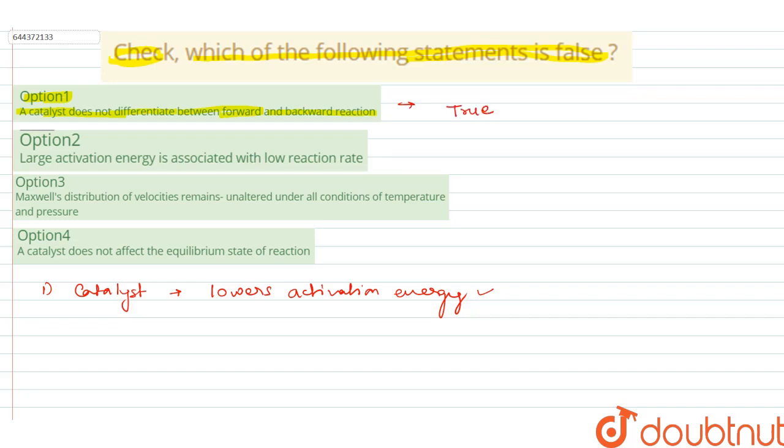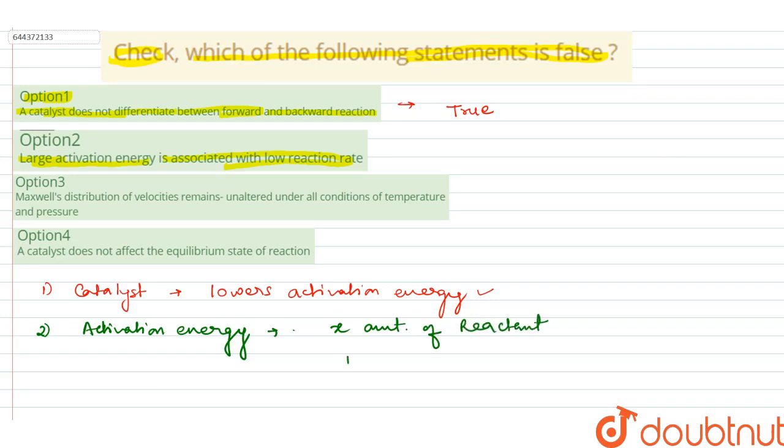The second option says large activation energy is associated with low reaction rate. Let us analyze this. They are talking about activation energy. What does the concept of activation energy say? That only the molecules that pass a certain barrier, known as activation energy, react to form product when there are sufficient good quality collisions.